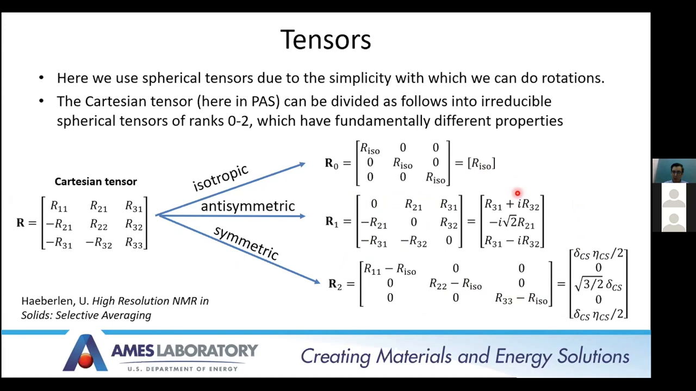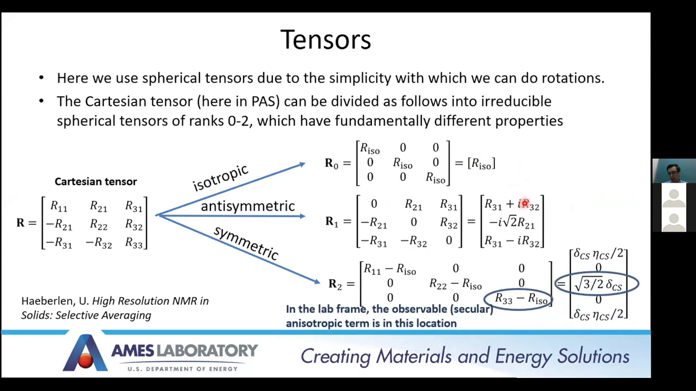And the part that I wrote on the right here is essentially their representation in spherical tensors. So in the Cartesian frame, they're all 3x3 matrices. The isotropic part has one element in the spherical tensor, anti-symmetric has three, and the symmetric has five. And if you're doing chemical shift calculations, for example, the observable part, the secular part, is always just the component that's parallel to the magnetic field, which in the Cartesian tensor corresponds to this element. In the spherical tensor, it is this element. So basically, to calculate the spectrum, all we need to do is rotate this matrix and calculate this element here, which will correspond to the chemical shift for that orientation.